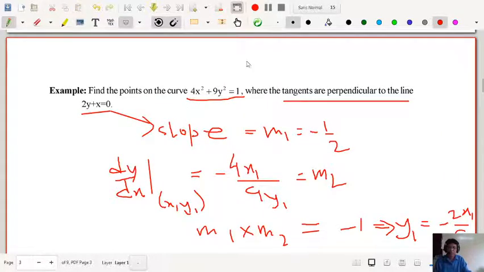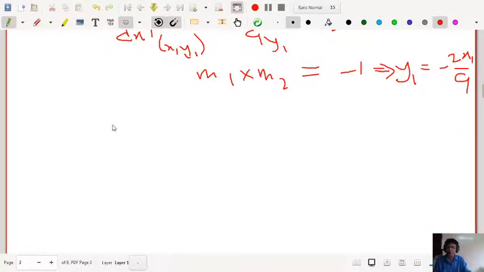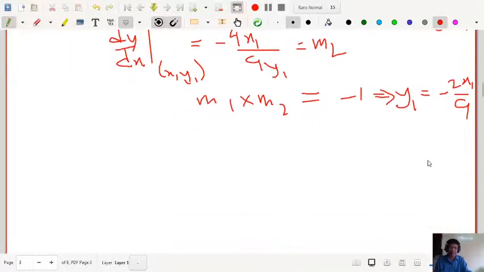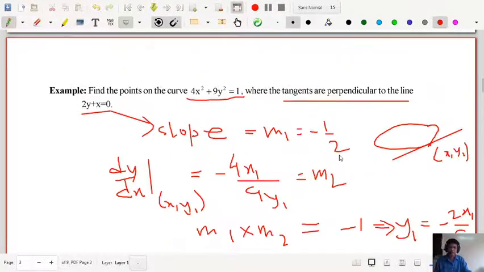Now x1, y1 lies on the curve also. It satisfies the curve also, because this is an elliptic equation. So this is the ellipse and this is the tangent. So this is your x1, y1. You see, x1, y1 satisfies the curve as well as the tangent. So you have 4x1 square plus 9y1 square equal to 1. This is the equation of the ellipse, and it is satisfied by this point x1, y1.